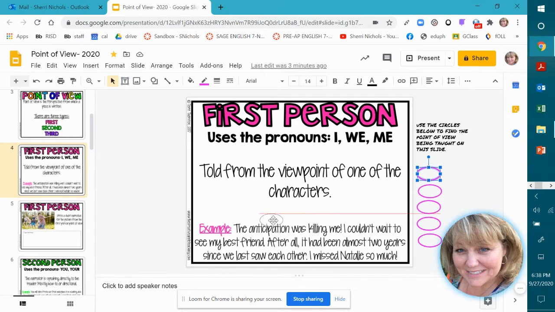So it's first person. The anticipation was killing me. So I'm going to put this one here. And I'm going to make it a little smaller. I couldn't wait. So I'm going to put another one here. I couldn't wait to see my best friend. So you're going to do this for these assignments. Move the circles over and show the examples being taught on each slide.